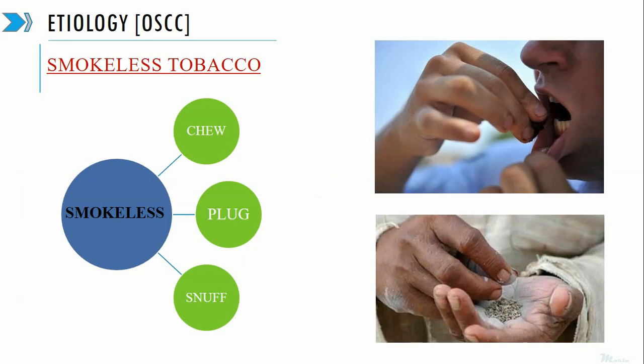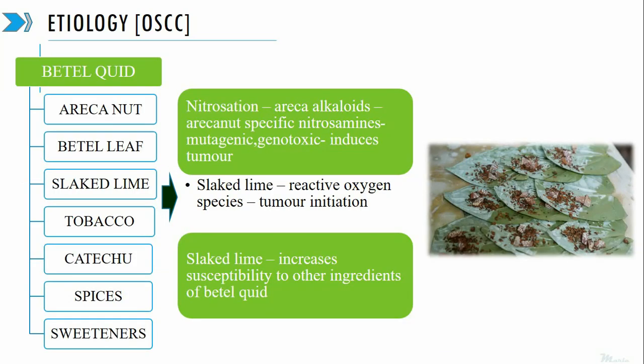Tobacco, when consumed in the smokeless form, can be either chewed, plugged, or snuffed. Betel quid is a common habit of consuming tobacco in the chewed form. The betel quid basically includes a composite mixture of various components along with tobacco, which is wrapped within a betel leaf, as you can see in this picture. So the betel quid includes areca nut and the leaf itself. Slaked lime is added to this mixture. We'll have tobacco, catechu, spices and sweeteners.